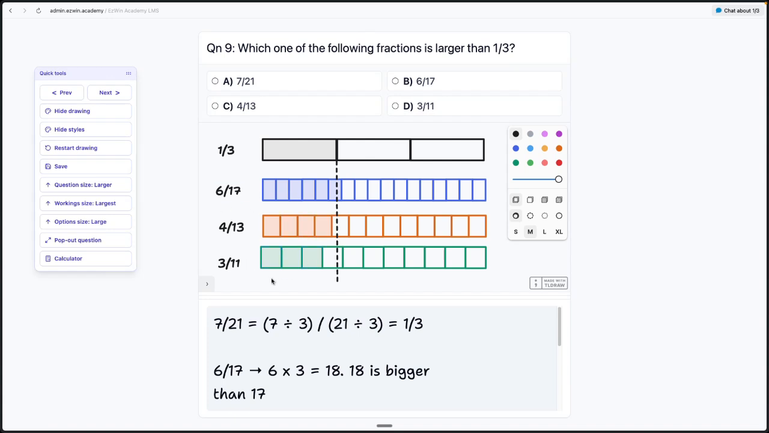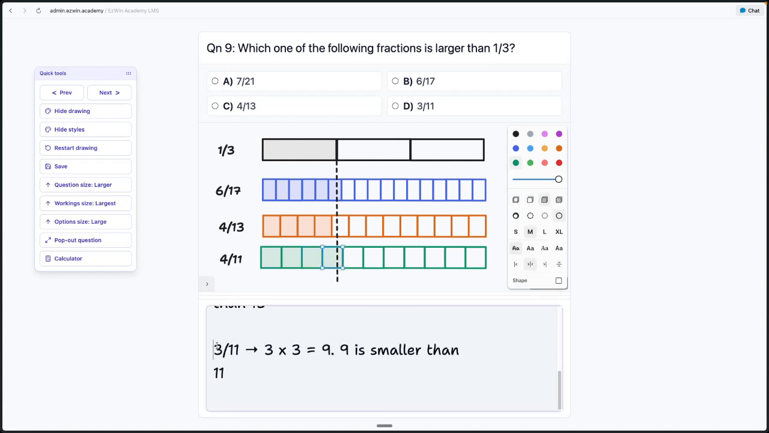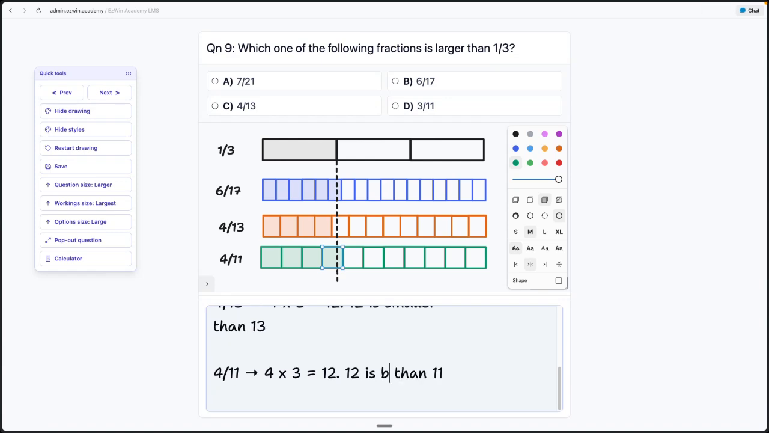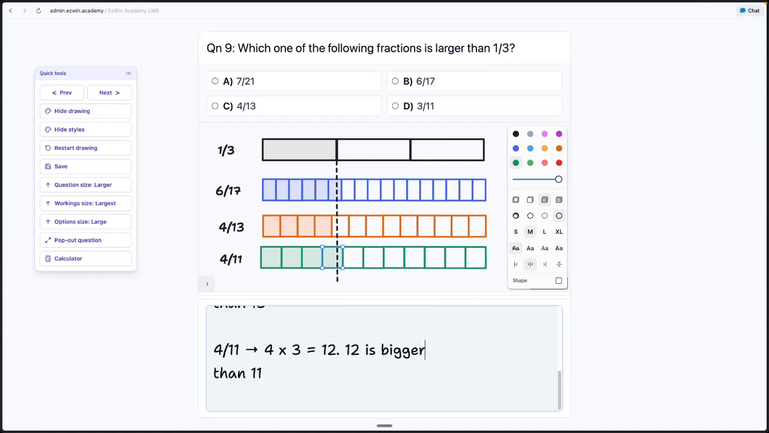So for example, if I were to put, maybe instead of 3 out of 11, you put 4 out of 11 in this case over here. Then if we change here to 4 out of 11, instead of 3, we will have 4 times 3, and this will give us 12. And 12 is bigger than 11, right?